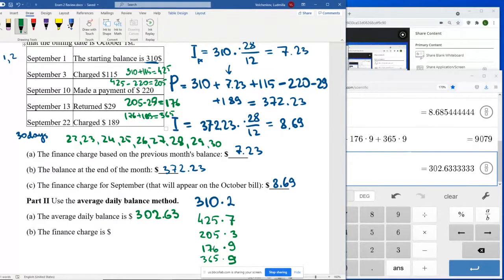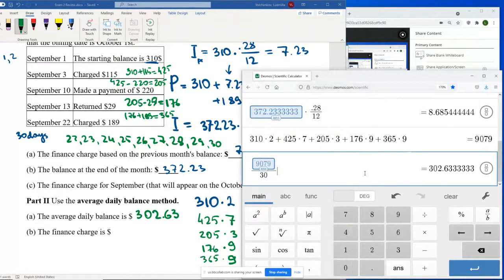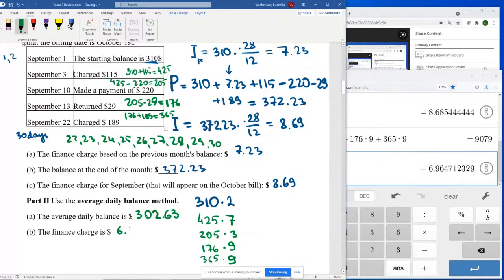And the second question, what is the finance charge? So the finance charge is daily balance multiplied by the interest rate, 0.28, and multiplied by the t. T for average daily balance is not 1 over 12, but 30 divided by 365. So the finance charge by this method is 6.96. We round down because after that we'll have 4. So the finance charge by average daily method is $6.96.